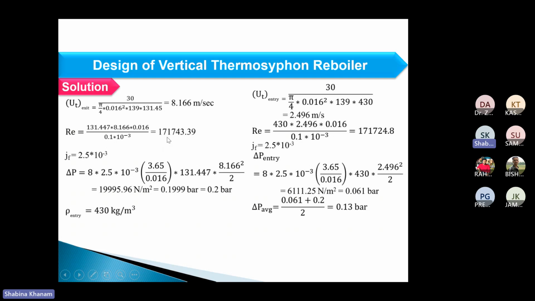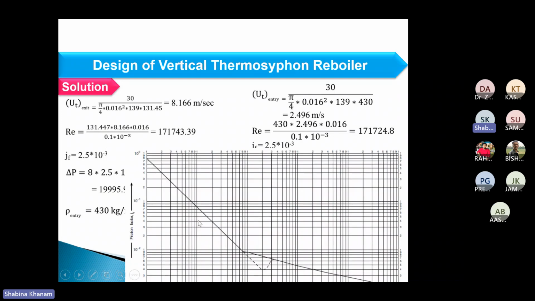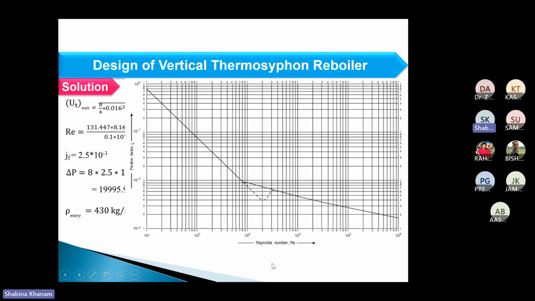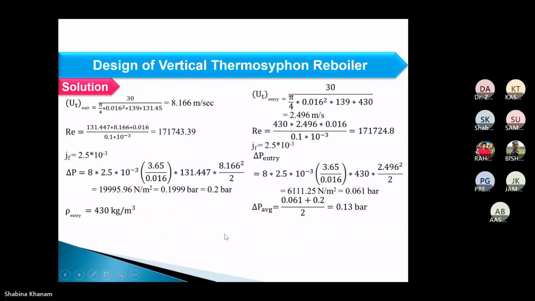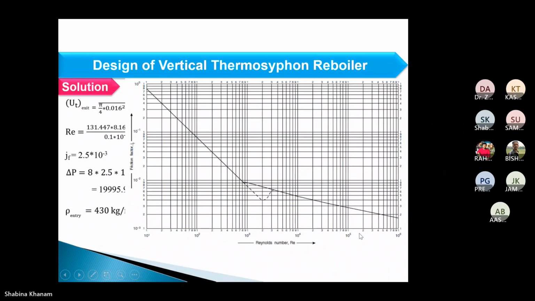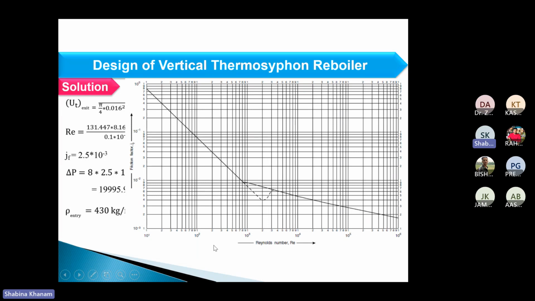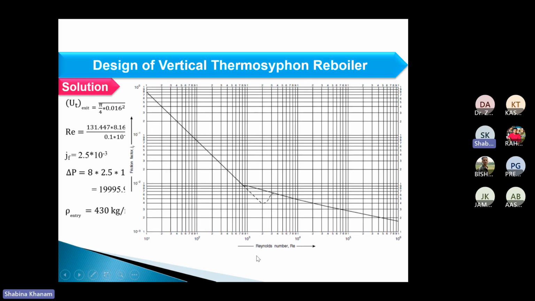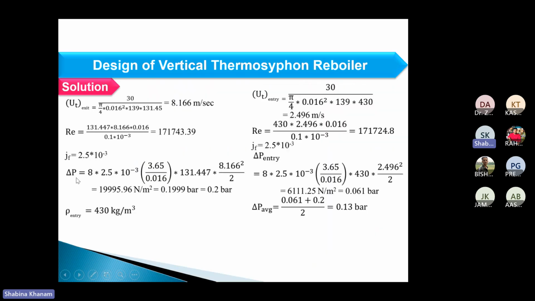So 1.717 into 10 power 5 is coming. J_f you can find out from here. So 1.7 somewhere here you will obtain, so it will be coming as 2.5 into 10 power minus 3, right? So in that way you can find out J_f, and then you can find out pressure drop at exit condition. It is coming as 0.2 bar.